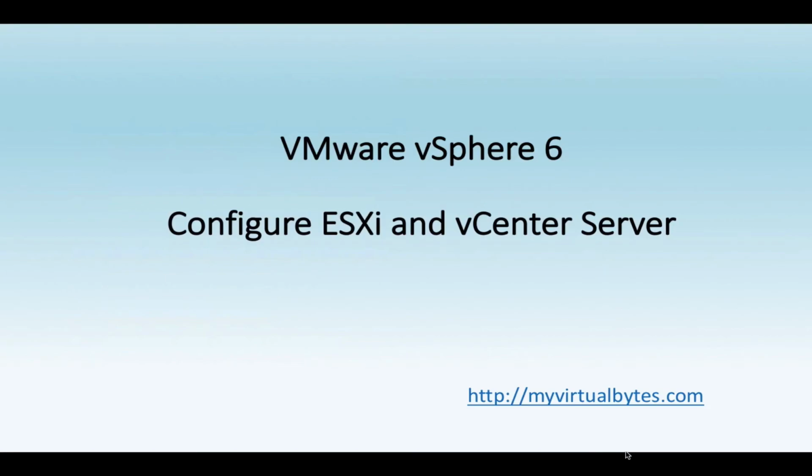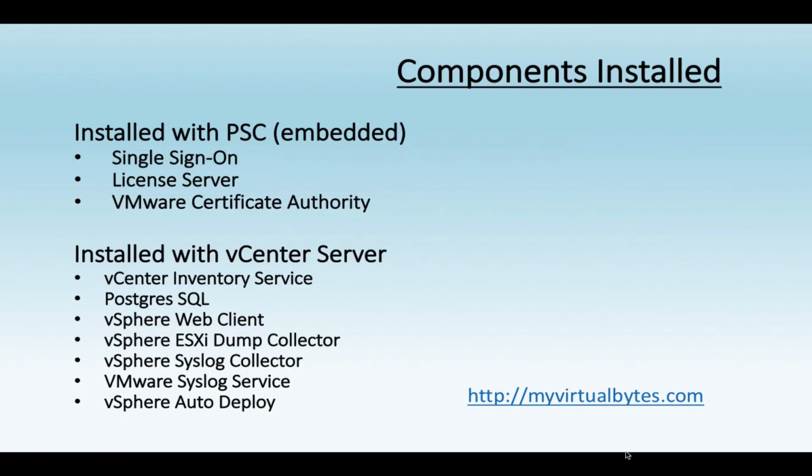Hello everyone, in today's video I will run through some of the basic configuration for vCenter server and ESXi host. In my previous video I installed vCenter server, and just a recap of the components that were installed as part of that installation. So the embedded platform services controller was installed. It includes the following components: single sign-on, license server, VMware certificate authority.